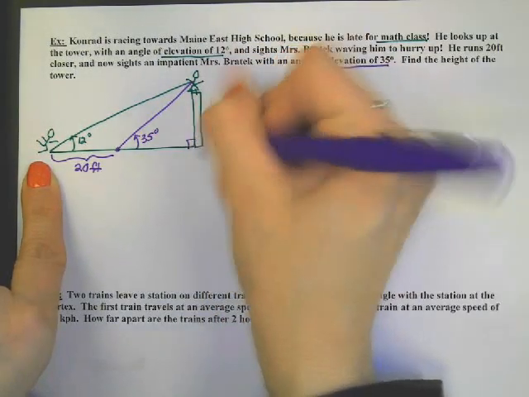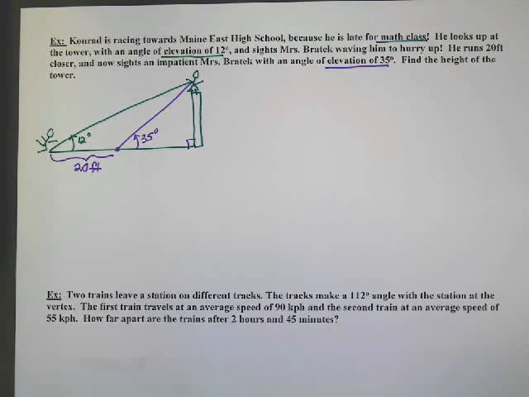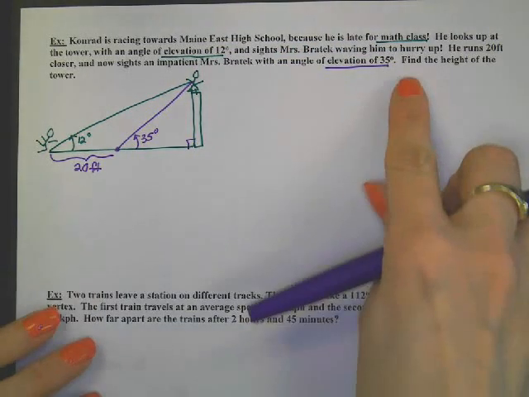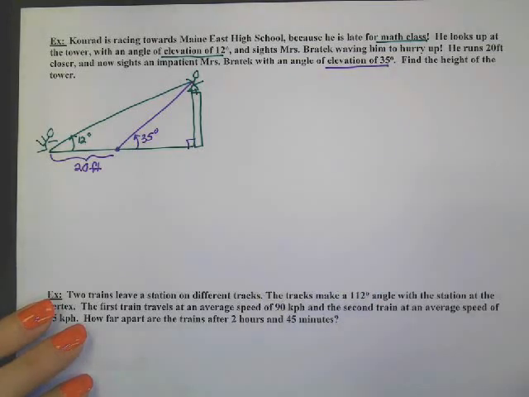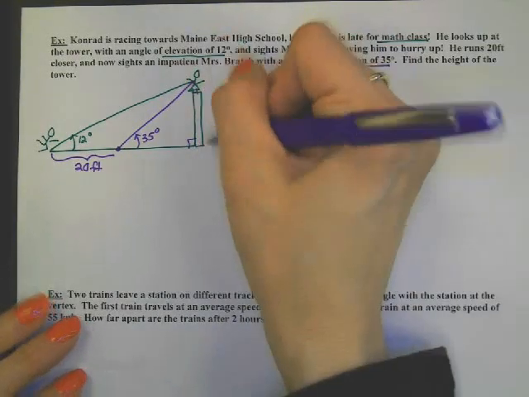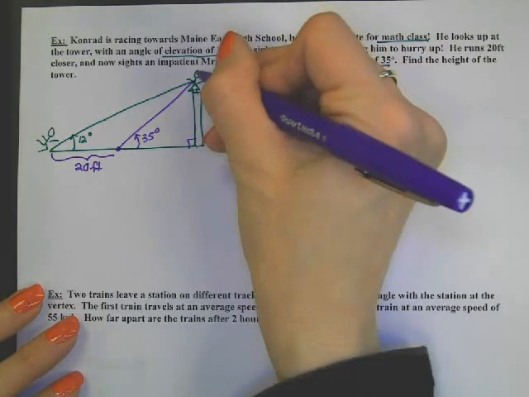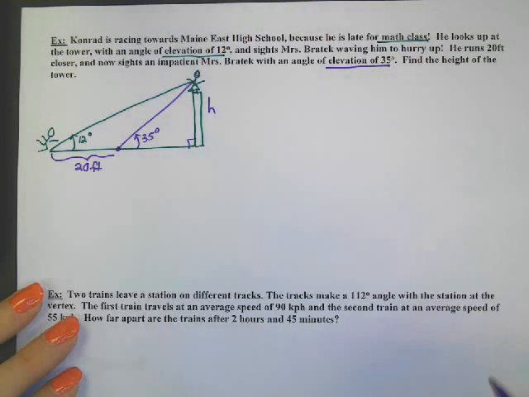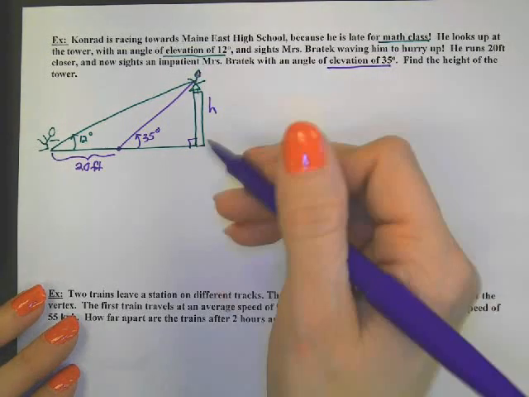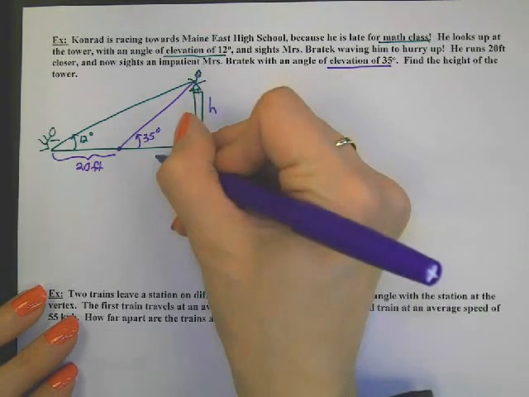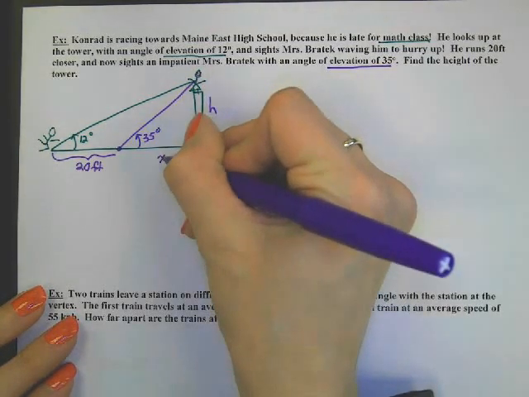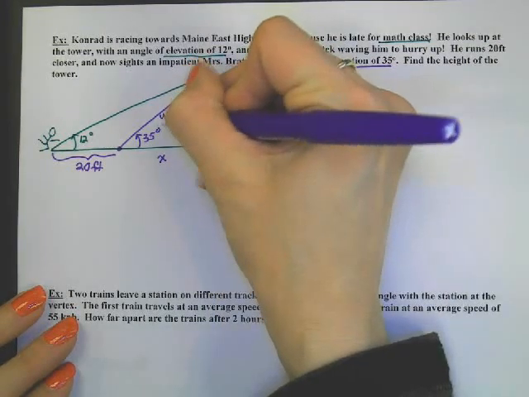This is a right triangle because the tower, of course, is nice and straight. Find the height of the tower. I'm going to call the tower H because that's what we're trying to find. I'm going to put some other letters on this triangle here. I'm going to put an X, and let's make this part here be Y.